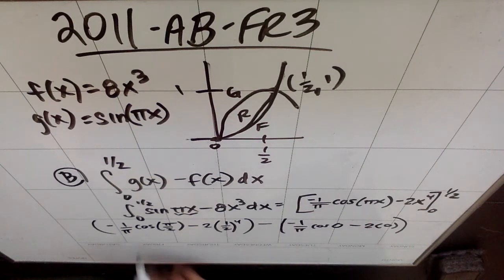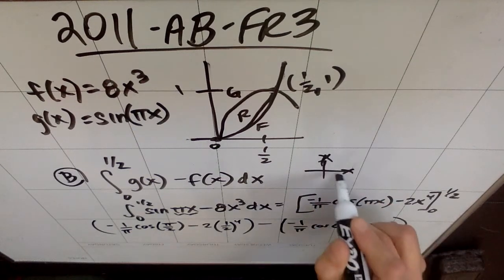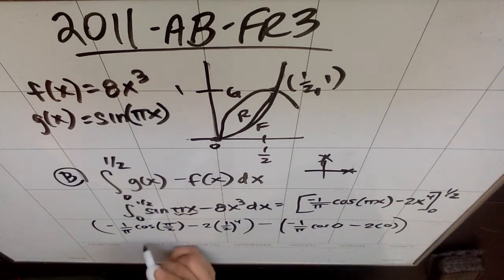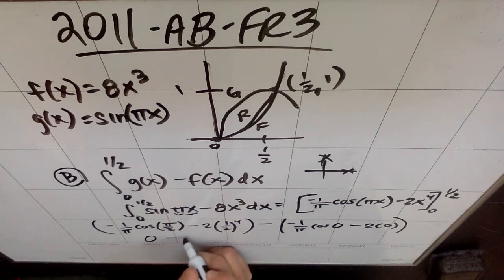but here it won't, because cosine of 0 is not 0. So cosine of pi over 2 is 0, because pi over 2 is right here, and the cosine value is 0, whereas here at 0, the cosine value is 1. So this is going to be a 0. And then 1/2 to the 4th is the same as 1 over 2 to the 4th, or 1/16. So I'm going to get minus 2/16, or 1/8, if I want to make my life a little bit easier.